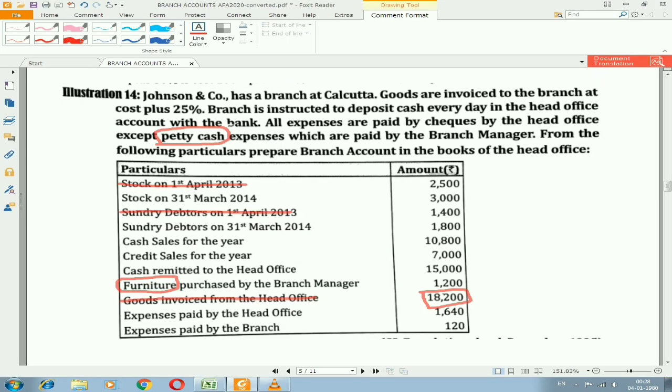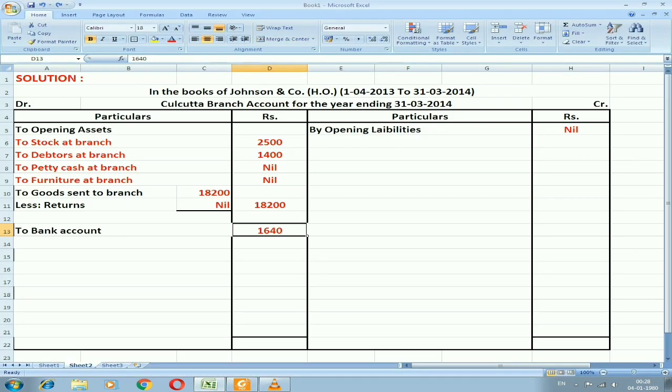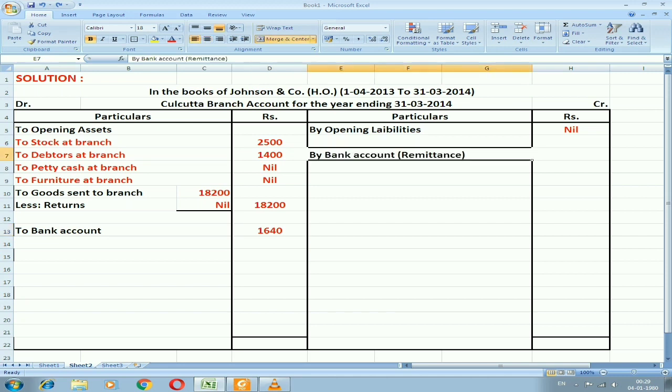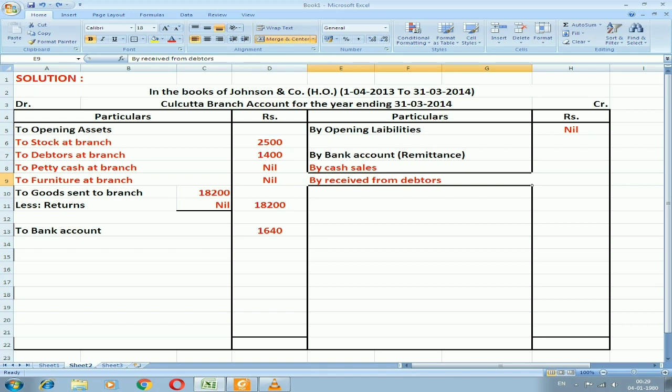Next I require the bank account. On the bank account, whatever money is sent by the head office to the branch, we are going to record. So here, expenses paid by the head office. In order to meet the expenses of the branch, the head office had sent some money, 1640 rupees, that I have recorded. On the credit side I need to record by bank account, which is remittance.